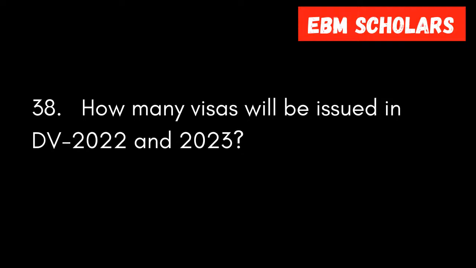Question number 38. How many visas will be issued in DV 2022 and DV 2023? At the moment, the maximum limit of visas issued is 55,000. But now there is a process of increasing the visas to 80,000 instead of 55,000. This is under what we call the United States Citizenship Act of 2021.